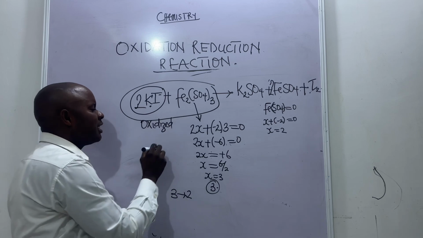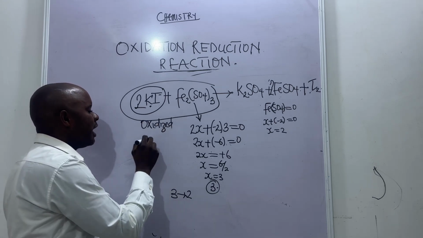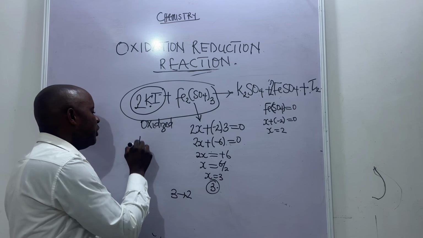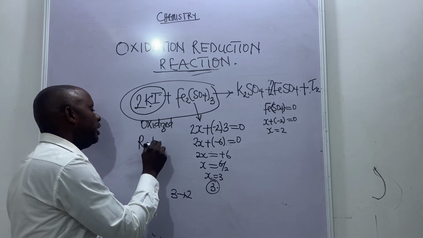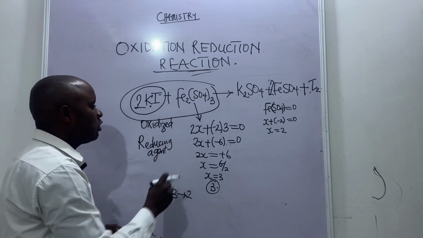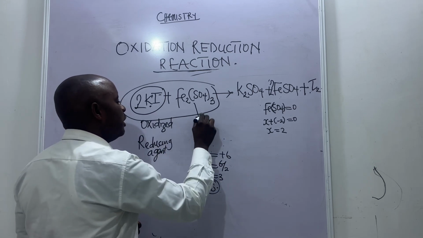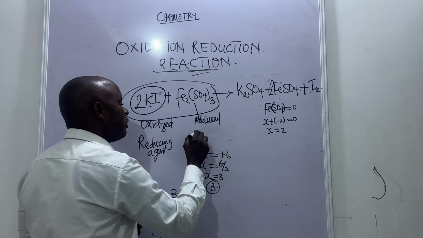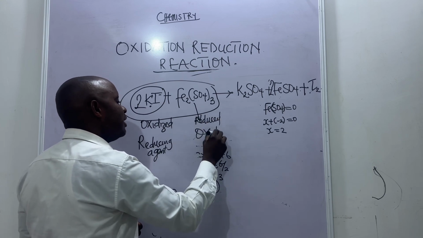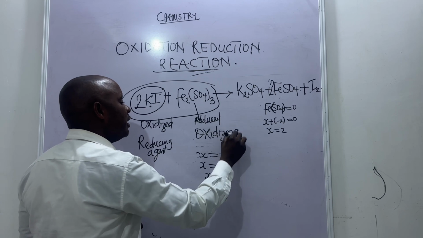Because of your time during exam conditions, any part of the chemical reactant that is oxidized is known as what? Reducing agent. So this one that is reduced from 3 to 2 is already reduced. This part of it is known as oxidizing what? Agent. Oxidizing agent.